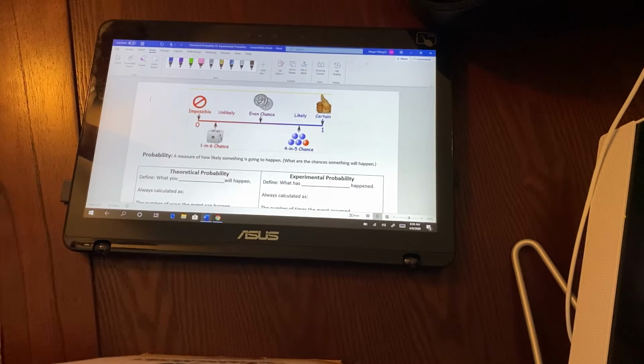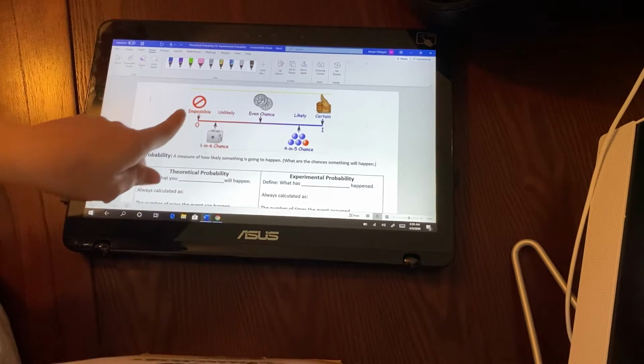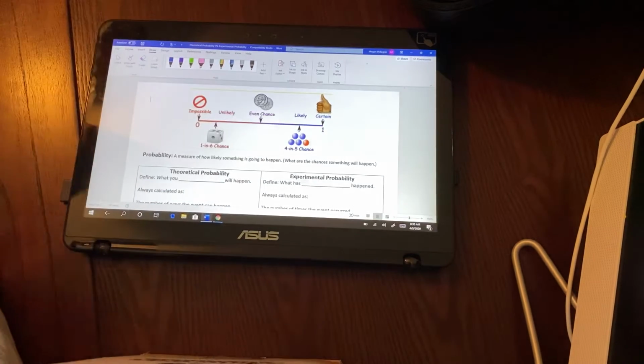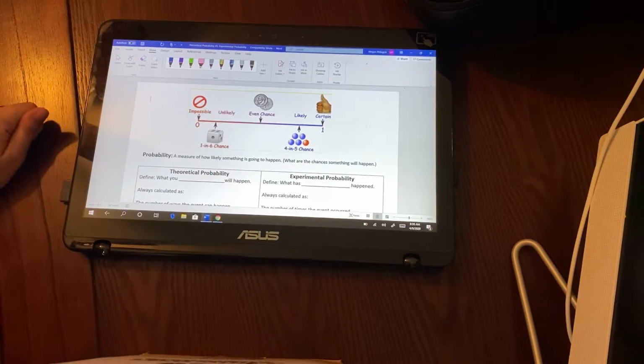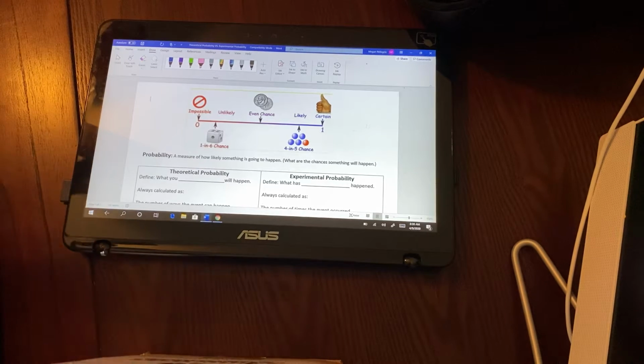Today we're going to be looking at probability. So at the top we see a little scale from impossible to certain. So when we're talking about probability, the chances of something happening.